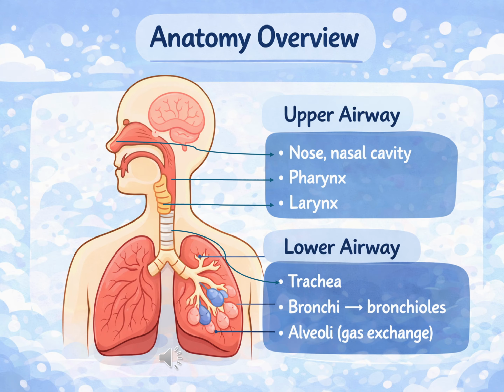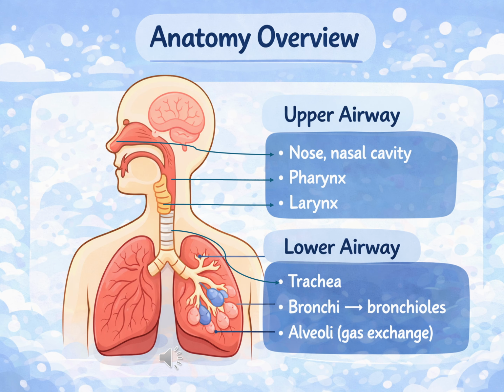Our respiratory system is divided into upper and lower airway. The upper airway includes the nose, nasal cavity, pharynx, and larynx. These structures filter, warm, and humidify incoming air while also serving as protective barriers. The lower airway begins at the trachea and includes the bronchi, bronchioles, and the alveoli.